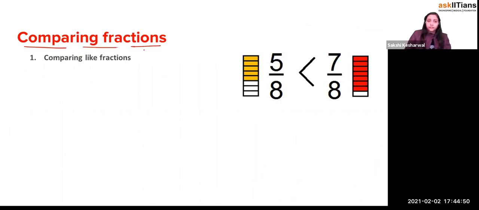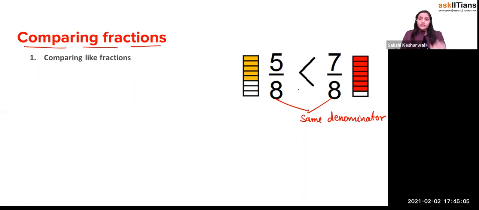Now, comparison of like fractions, right? We did like fractions. What are like fractions? Which have the same denominator, right? This is the easiest comparison. So if I write 5 by 8 and 7 by 8, we know that 7 is greater than 5. So if the denominator is the same, it doesn't matter, the number which is greater gives the greater value, right? So let us suppose I write 13 by 15 and 11 by 15.